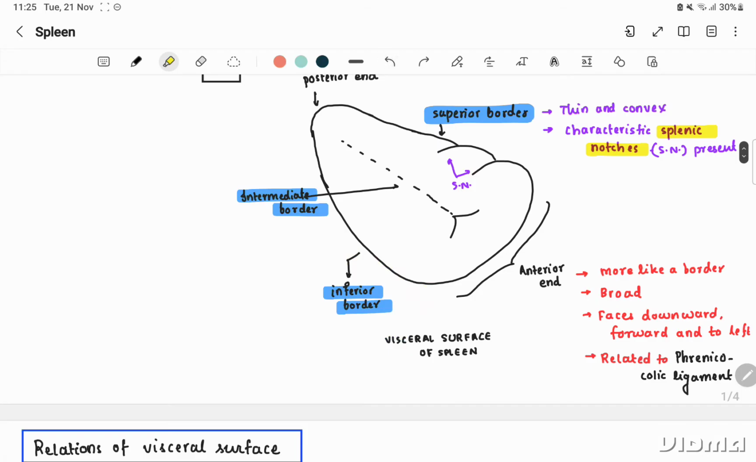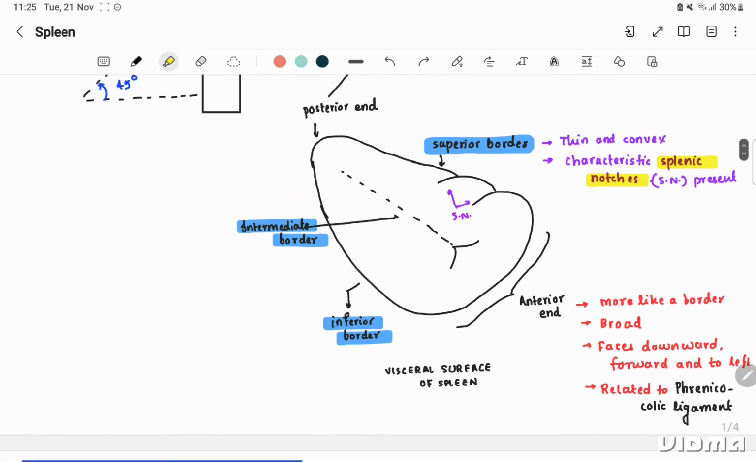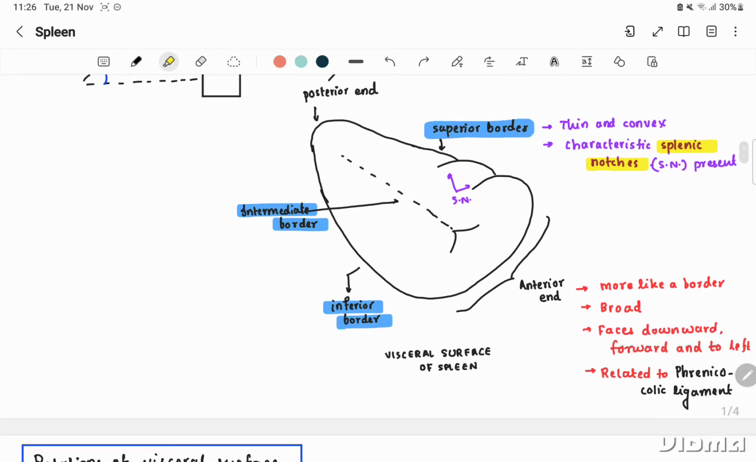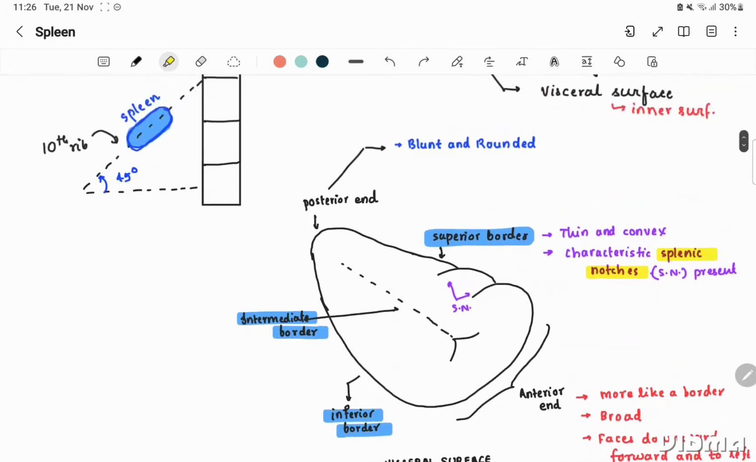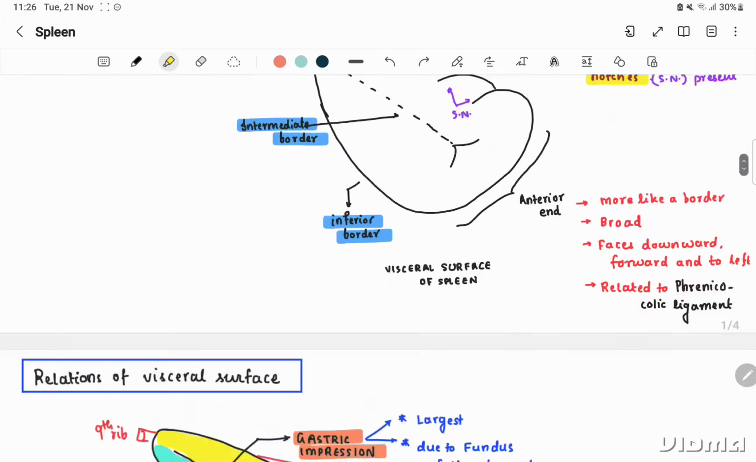Then the inferior border, which is smooth, thick and a bit concave. And we have the intermediate border, which is present at the splenic hilum. In the hilum of the spleen, this is the intermediate border. And the anterior end is very broad, more like a border, but it is the end. It is broad and faces downwards, forwards, and to the left, like this. And this is related to the phrenicocolic ligament. We'll talk about this. And the posterior end is blunt and rounded.